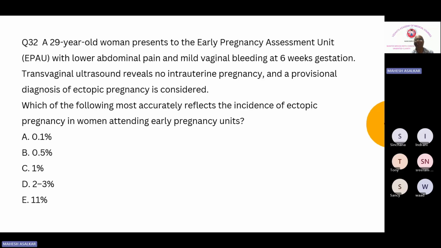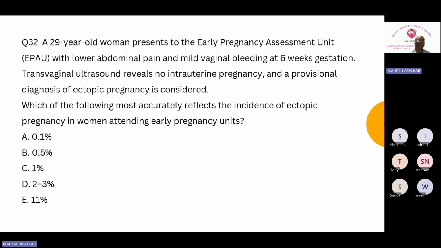Sinchana, you want to read now? Yes, sir. A 29-year-old woman presents to the early pregnancy assessment unit with lower abdominal pain and mild vaginal bleeding at 6 weeks of gestation. Transvaginal ultrasound reveals no intrauterine pregnancy and a provisional diagnosis of ectopic pregnancy is considered. Which of the following most accurately reflects the incidence of ectopic pregnancy in women attending the early pregnancy unit? Option A 0.1%, option B 0.5%, option C 1%, D 2 to 3%, E 11%. It's option D, 2 to 3%.